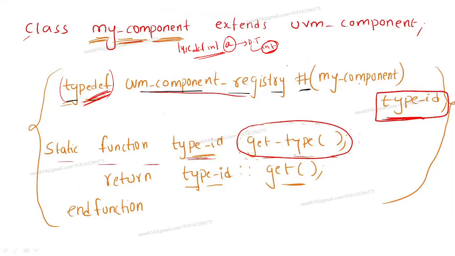Here this is my class. Wherever you are using this, I told you that in SystemVerilog this class is also a data type. So wherever you are using static function type_id get_type_id, return type_id scope resolution operator get, this is my method, an end function. By using these codes we can do the factory registration.